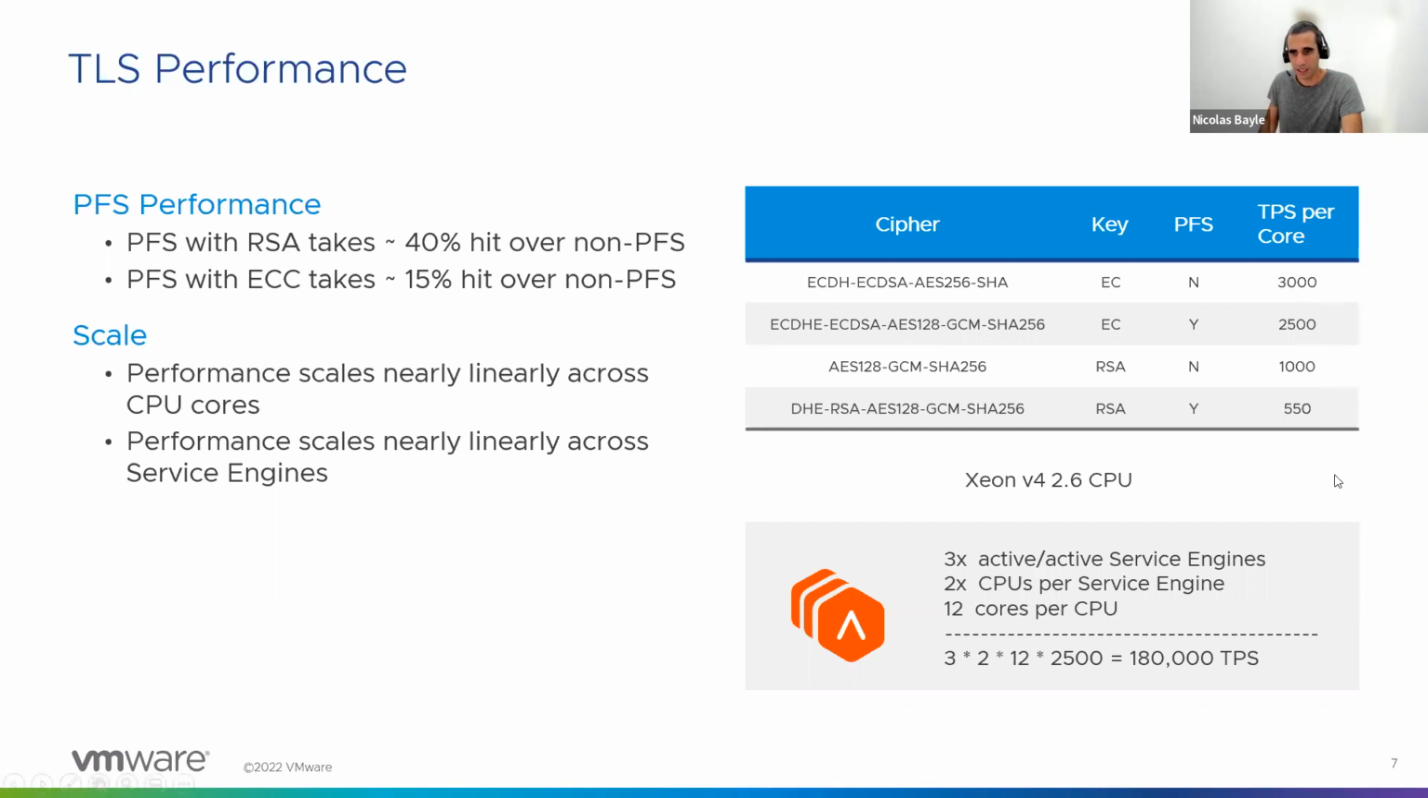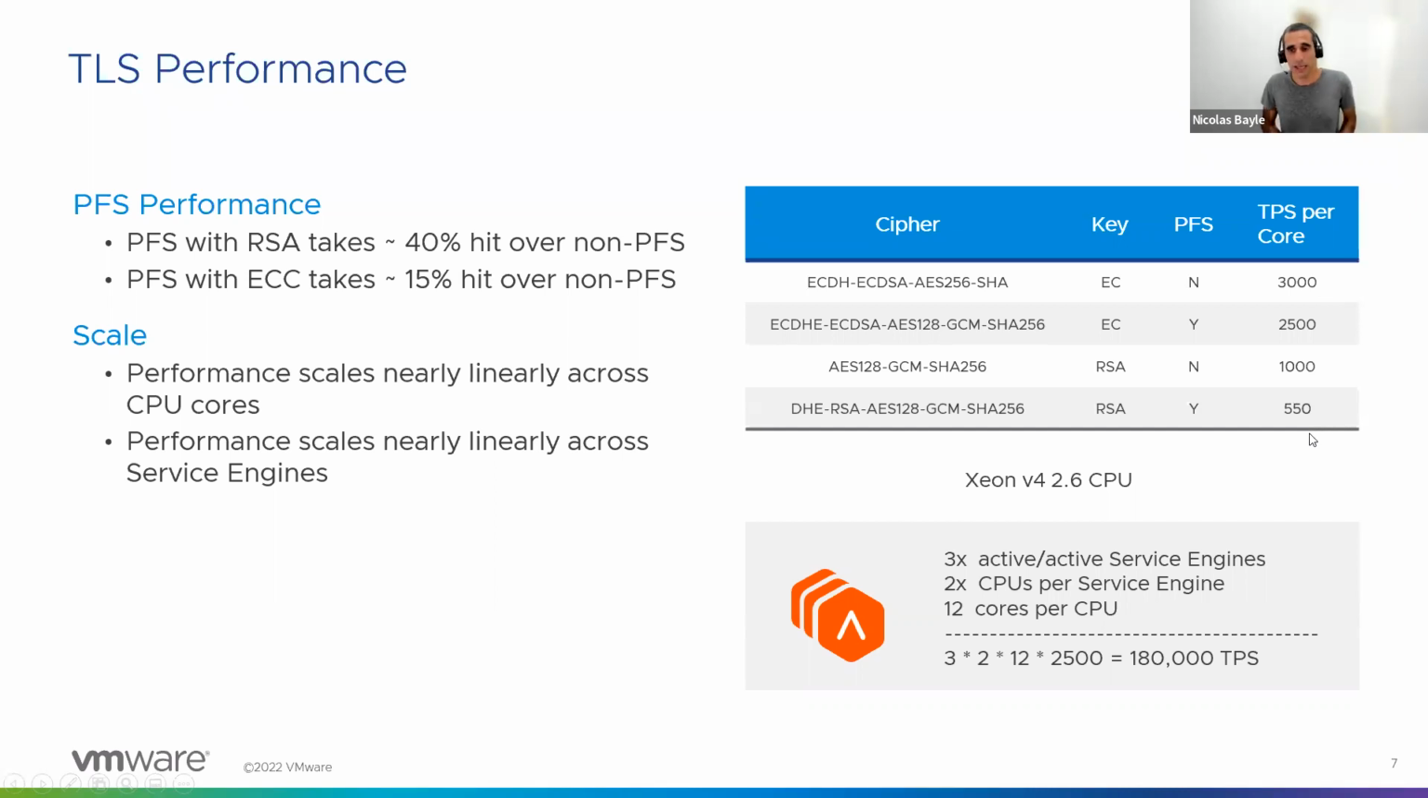And what we can see here is for elliptic curve, you can reach up to 3,000 TPS per vCPU, right? When PFS is not enabled. If you enable PFS, in this case, this number will drop to 2,500. But see the same numbers when it's about RSA. In this case, you see from 3,000, we are dropping to 1,000. And from 2,500, we are dropping to 550.